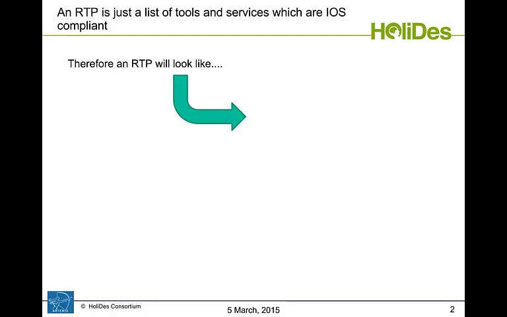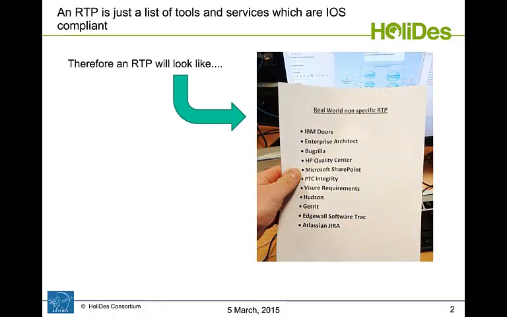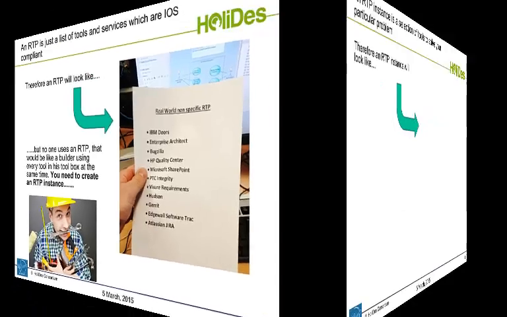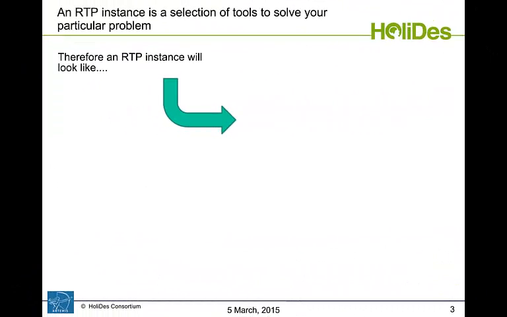However, in its simplest form, an RTP is simply a list of tools and services which are IOS compliant. I'll talk a bit more about what IOS means later on, but for now, just bear in mind that nobody will ever use an RTP, in the same way that no builder will ever use all of the tools in his toolbox at the same time.